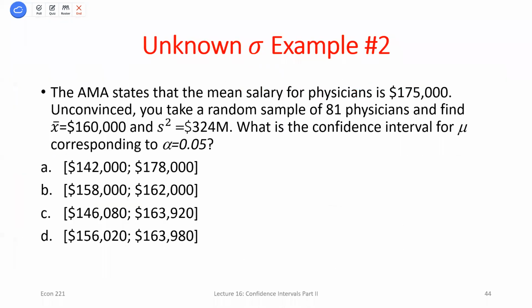Before we go, I want to point something out. The same principles apply to what we were doing before. In this one, for instance, 160,000 is my sample mean. It should be smack dab in the middle of my confidence interval. If I'm looking at these, answer C, 160,000 is a lot closer to 163 than it is to 146. So I could rule C out because 160,000 isn't smack dab in the middle. The other three are all possible, so from there I just have to actually do the work. But I could rule answers out if my sample mean is not exactly in the middle.